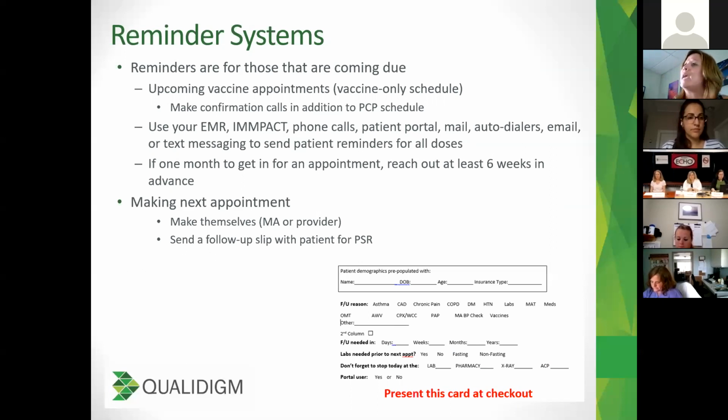So this is an example, and again, I can share some of these if need be, but this is an example of a follow-up slip, and so you can see there where I can circle as a PCP a vaccine and put the follow-ups needed in 3 days or 2 weeks or 6 months, and that ensures that patients are walking out, getting their appointment, and they're put somewhere so that we can follow up with them. Next slide.